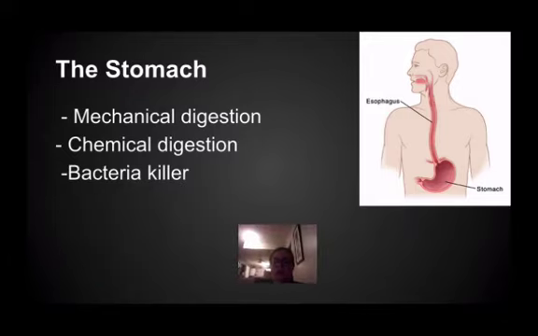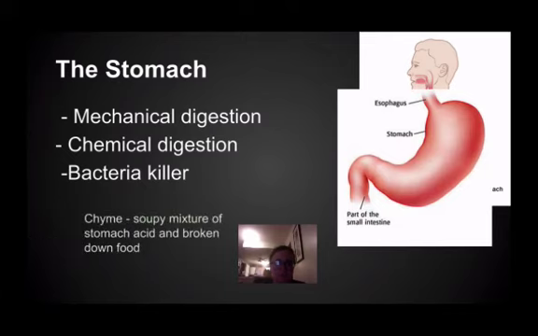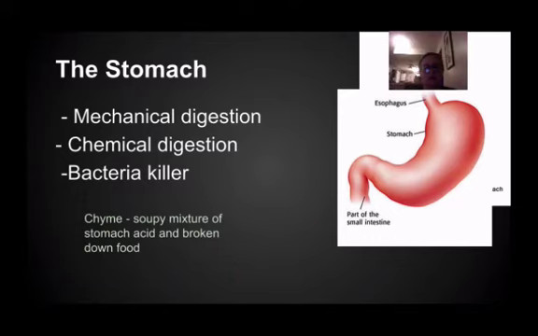So after the food in the stomach has gone through this mechanical and chemical digestion, mixing with stomach acid and other chemicals, we are left with a soupy mix of liquidy, broken down food, and this is called chyme. Okay, so chyme is the soupy mixture of stomach acid and broken down food. Here we have just zoomed in on the stomach. We can see that the food traveled through the esophagus into the stomach, and after the stomach we are going to head to the small intestine.